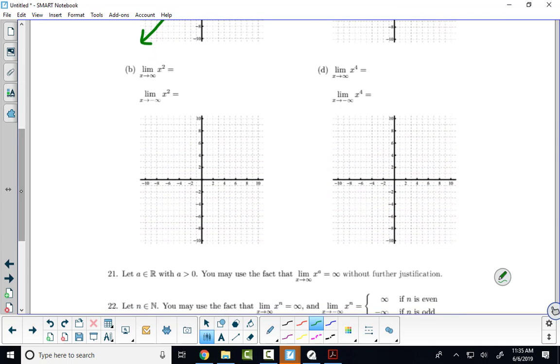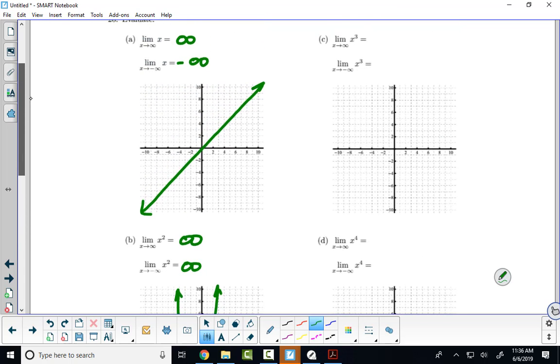What does the graph of x squared look like? Well, that's this parabola right here. So as x goes far to the right, what do the y values do? They become arbitrarily large. What if we go far to the left with x? Where are we approaching here? Infinity as well. What's the rule of thumb? I'm just going to jump to the rule of thumb. What's the rule of thumb here?